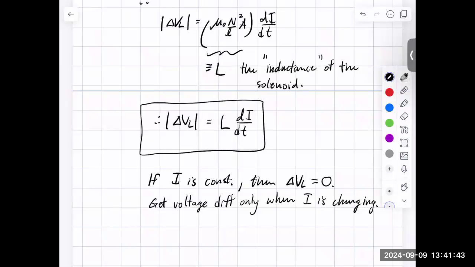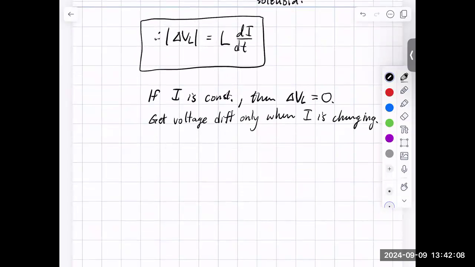But the point that I want to make is that if you have an AC sinusoidal voltage or a sinusoidal current, then that's also always changing. And so there's another situation: when you have AC currents in your solenoid, you'll get voltages across your inductor. Okay.